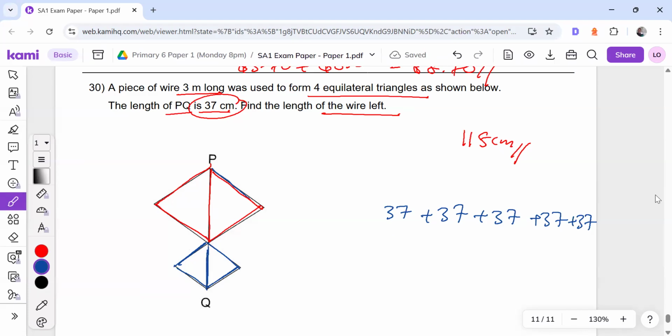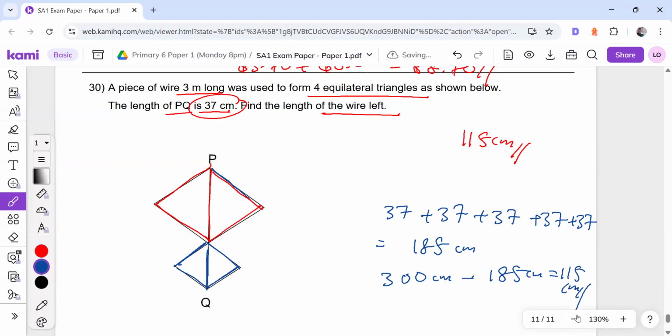So how many pairs of red and blue? Five pairs. So you add them together, 37 times 5. What is the length of the wire that you use? You have used 185 cm of wire. The wire is 3 meters long. So what is the leftover? Minus 185. And you will get the leftover wire. Okay, got it? So colors again. You have to use colors. Clear so far?